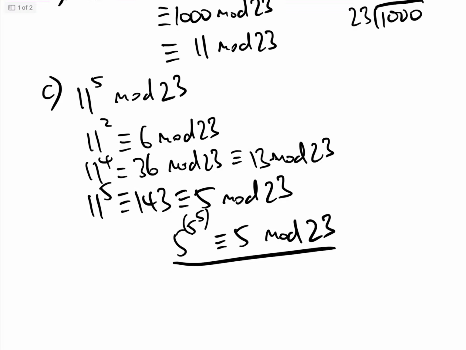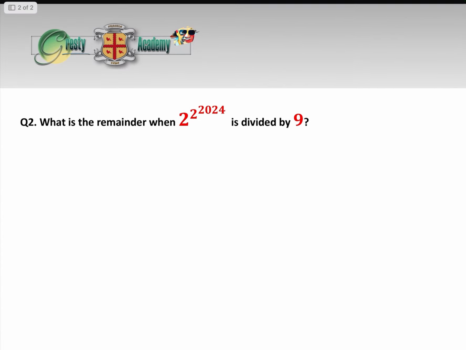Okay, so that's question number 1. Let's have a look at question number 2 now. Here's question number 2. It's exactly the same. What's the remainder when 2 to the power of 2 to the power of 2024 is divided by 9? This number is huge. It's far bigger than the number of atoms in the universe.